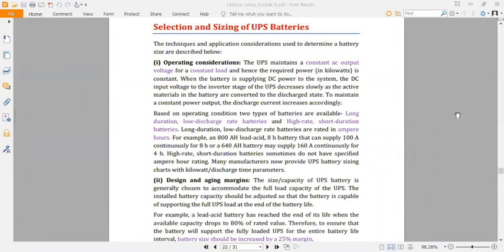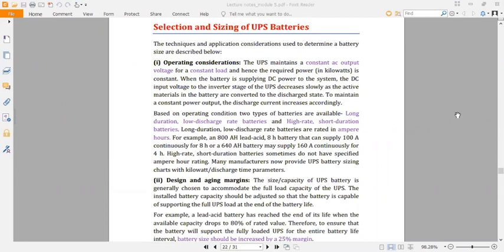That is what I am telling: this long duration, low discharge rate and high rate, short duration battery. These are two different methods, two different operating conditions. We have to decide which one will be suitable for us as per our requirement. So that is the meaning of this point, operating consideration.